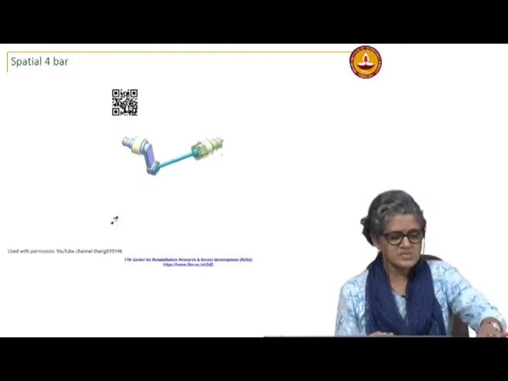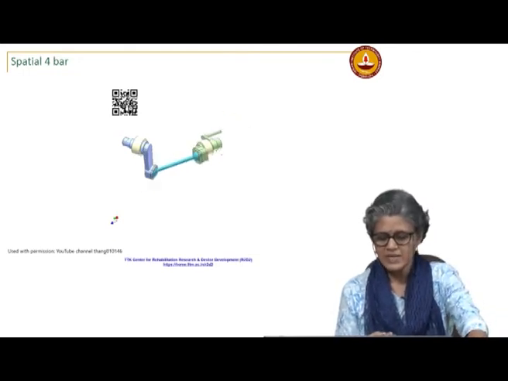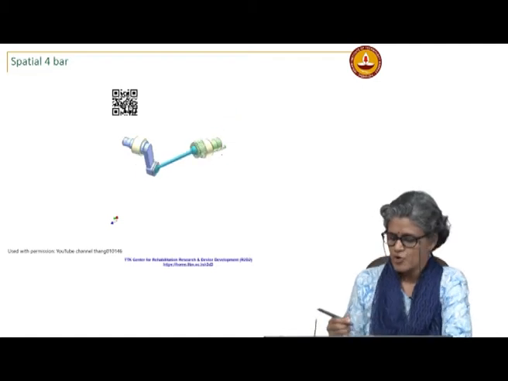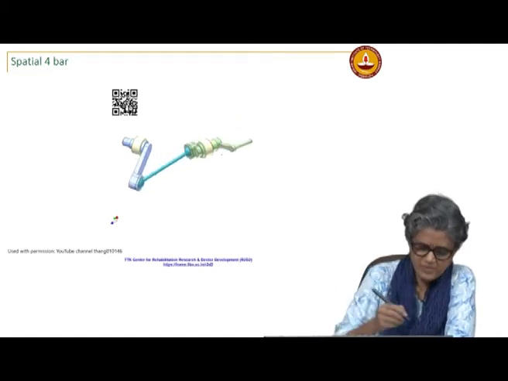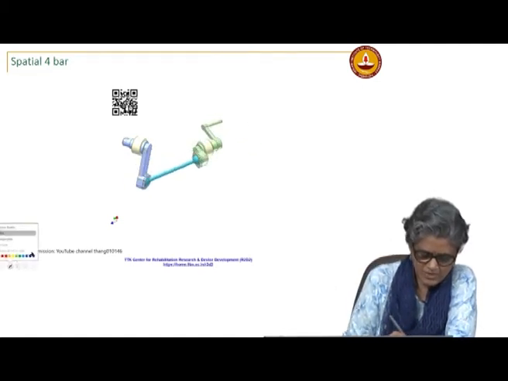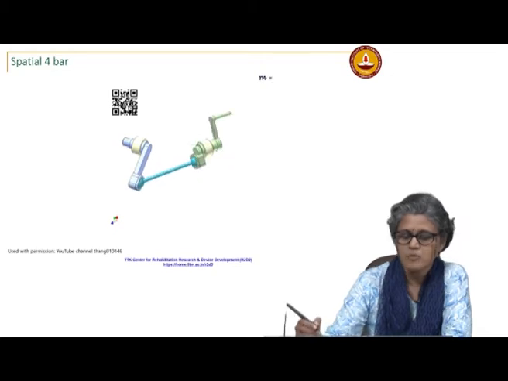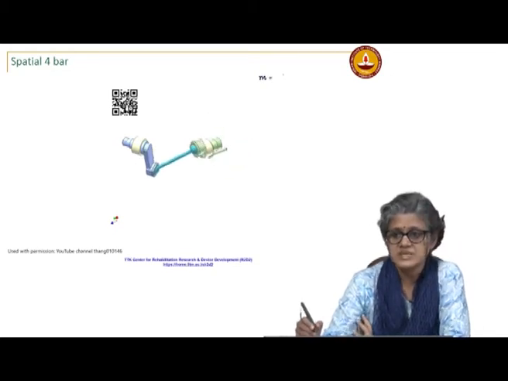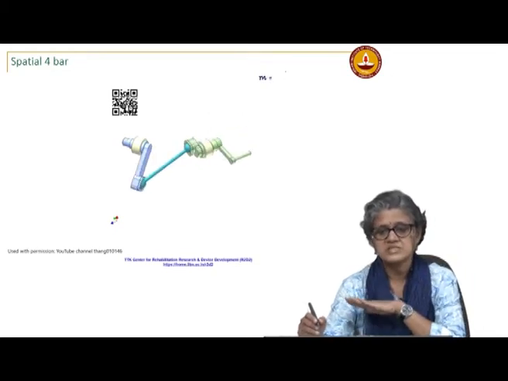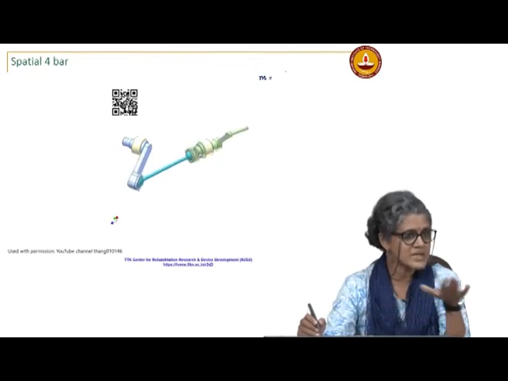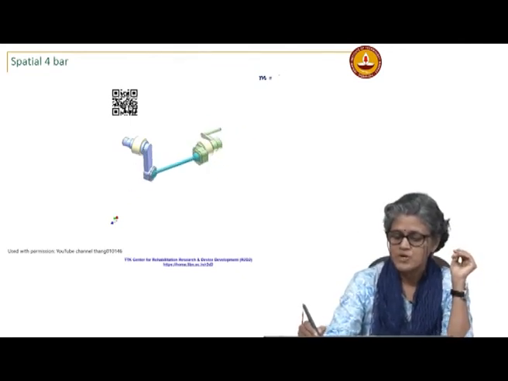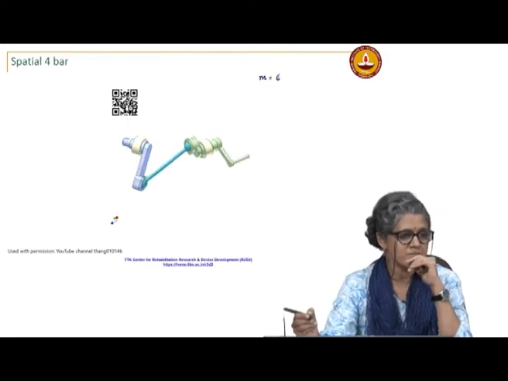Now, we can do a similar mobility analysis for spatial mechanisms, except that you have to take into consideration the fact that now a rigid body in space has how many degrees of freedom? 6. Okay. When we restricted it to the plane, it only had 3 degrees of freedom. Now, you are talking about a general rigid body.